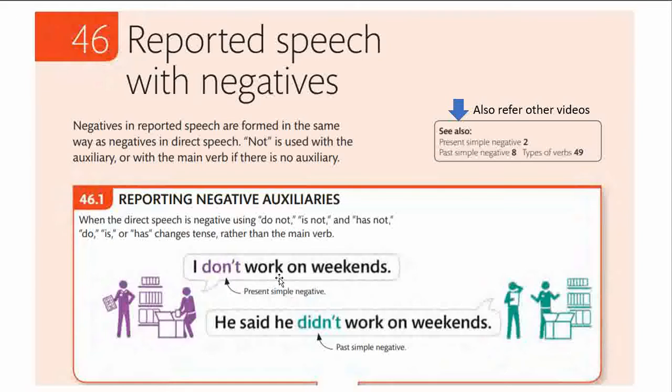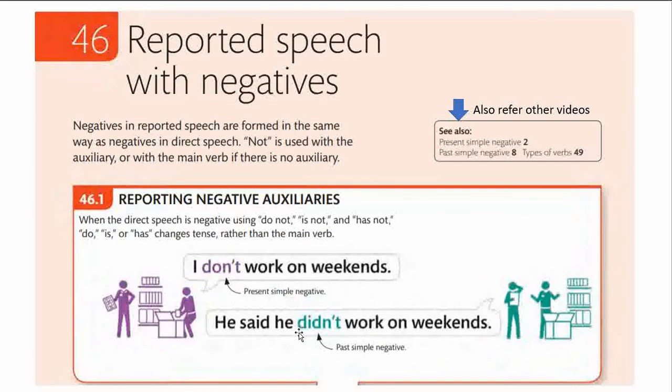I don't work on weekends. This is present simple negative. Now, how do we report this? He said he... You cannot say don't. You have to change it to did not or the contraction didn't. He said he didn't work on weekends. Work remains as work. The main verb is not touched at all.